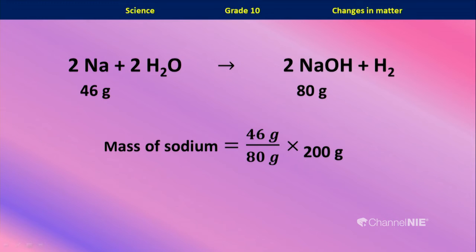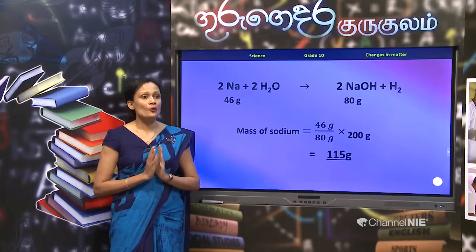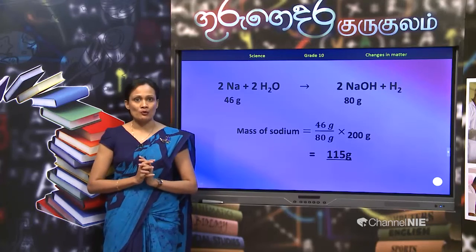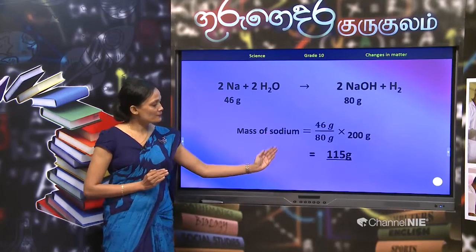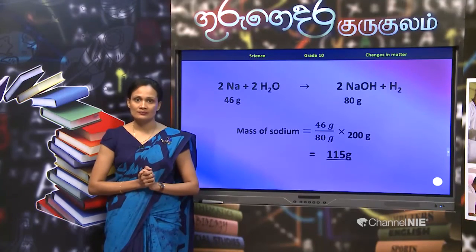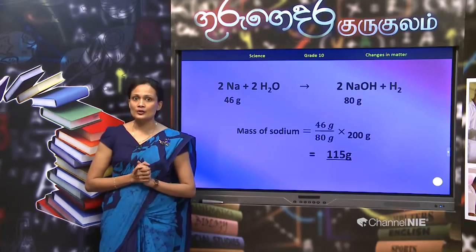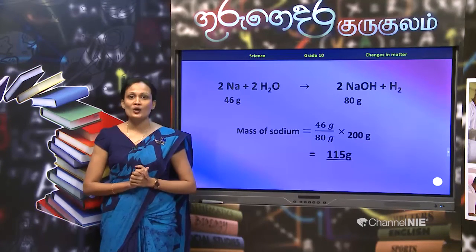That's why, to get 200 grams of sodium hydroxide, what is the amount of sodium needed? 46 divided by 80 and multiplied by 200. Then we got the answer as 115 grams. That means to obtain 200 grams of sodium hydroxide, we need to use 115 grams of sodium. I think it is clear to you. Am I correct, children? Okay.